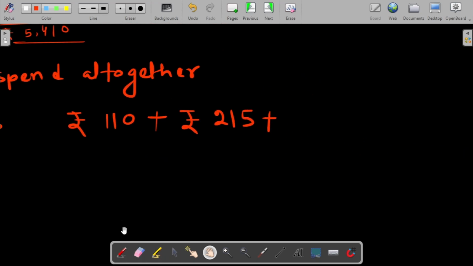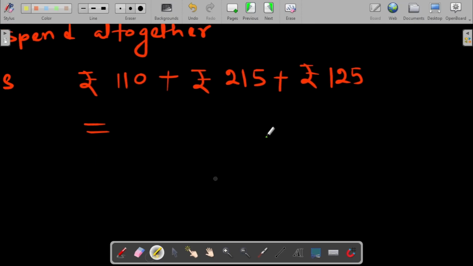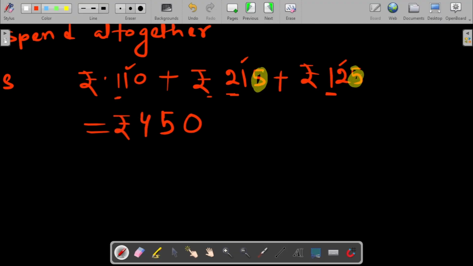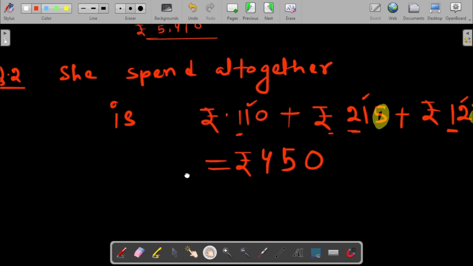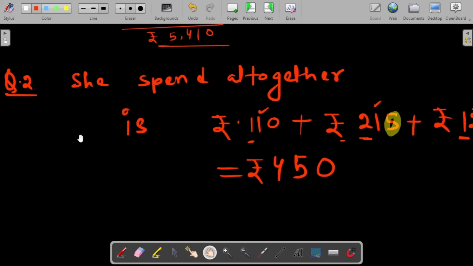Okay, so 125. So altogether this is equal to what? So 5 plus 5 is 10. So we'll write the unit digit, and 1 is carried forward. So 2 plus 1 is 3, and 3 plus 1 is 4, and because 1 is carried forward, 4 plus 1 is 5. So we'll write 5 here. Next, 1 plus 2 is 3, and 3 plus 1 is 4. So altogether she spends 450 rupees.